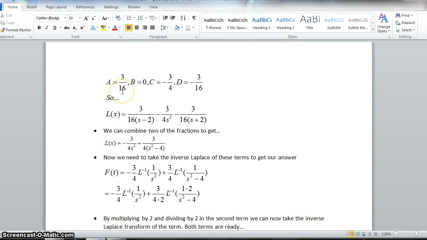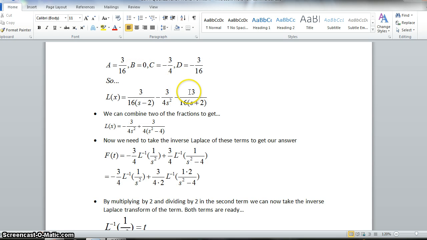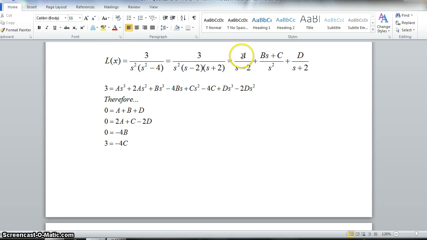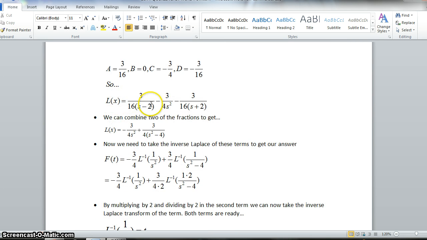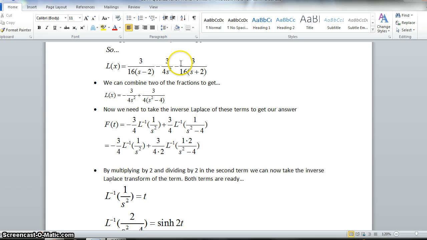A, I found, was 3 over 16, B was 0, C was negative 3 over 4, and D was negative 3 over 16. And so now I take these values and I plug them in to what was up here, and I get this L of x equal to these 3 fractions. And I notice also that I can combine these two right here, and I get one fraction, which is this 3 over 4 times 1 over s squared minus 4.